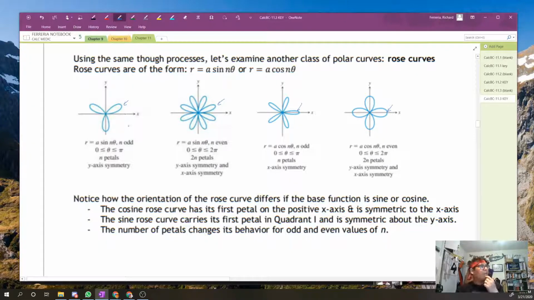So that's good. And then the number of petals changes depending on the value of n. It says it all right here: if n is odd, that means you have n petals. If n is even, that means you have 2n petals.